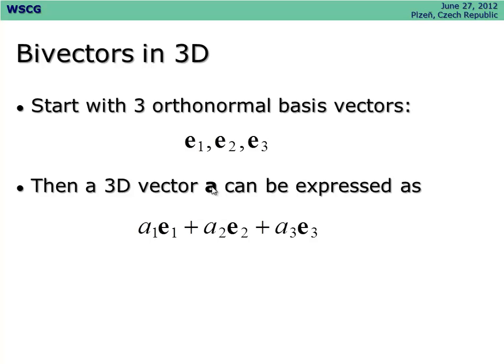Okay, so in three dimensions, we actually see bivectors all the time, and I'll explain why in a minute. But let's just start with three orthonormal basis vectors, E1, E2, and E3, perpendicular to each other. Then, of course, any 3D vector A can be expressed on that basis as just three coefficients, A1, A2, A3, times those basis vectors.